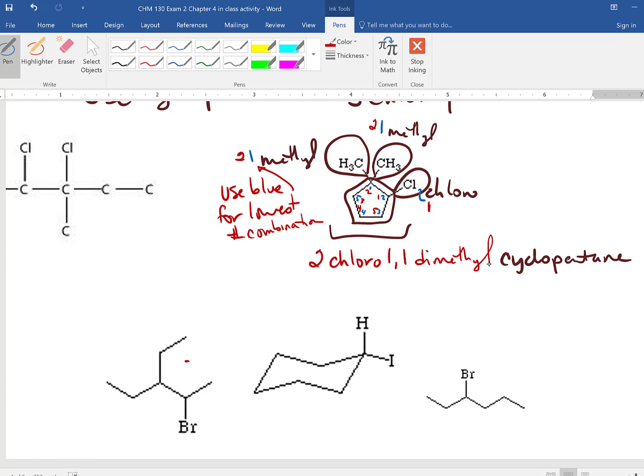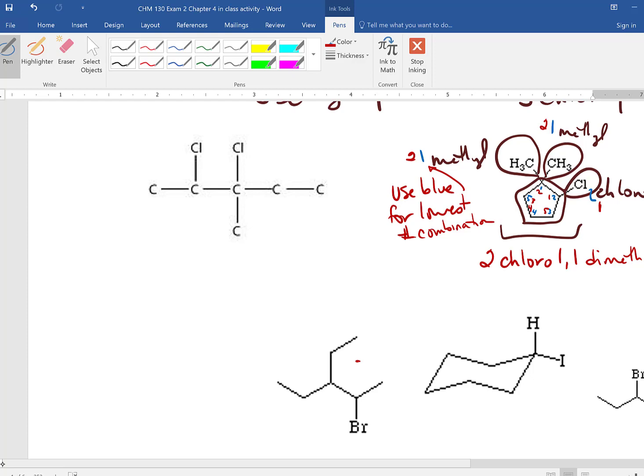Each time, same steps. Find the longest carbon chain or the ring, that's the last name. Circle the groups, name each group, and then figure out your numbering. And then when you list them, list them alphabetically.